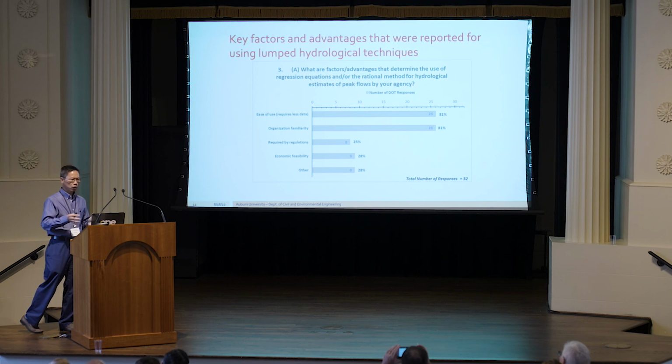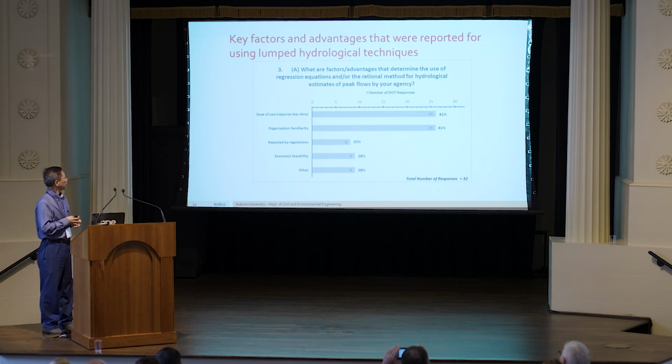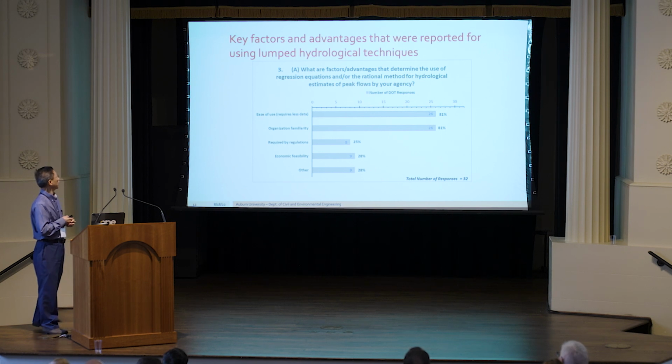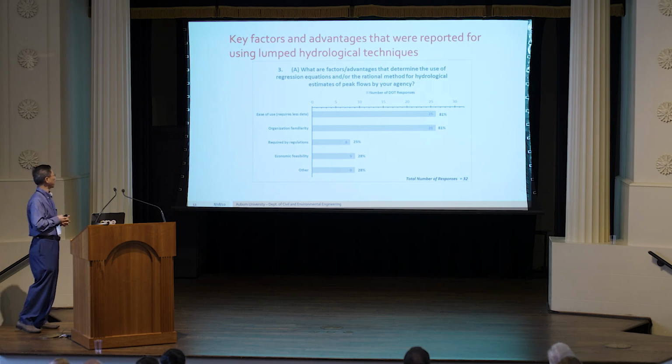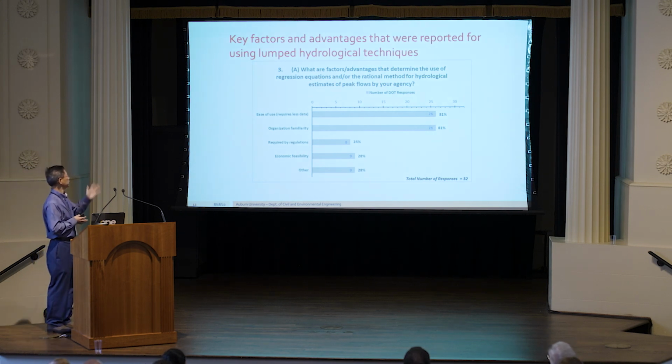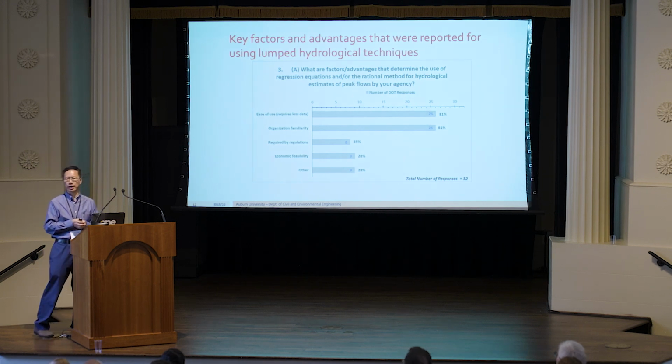So for those that mentioned they don't use the DRM, the next question is: what are the factors and advantages that determine the use of regression equations or the rational method? You can see 81% say it is ease of use, okay? Especially for your design, I mentioned StreamStats.